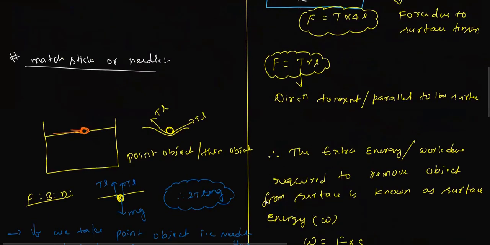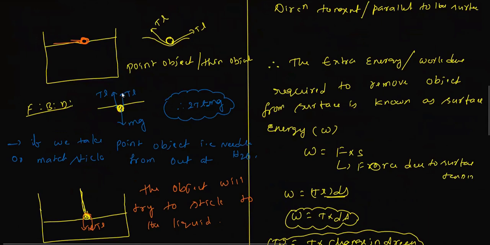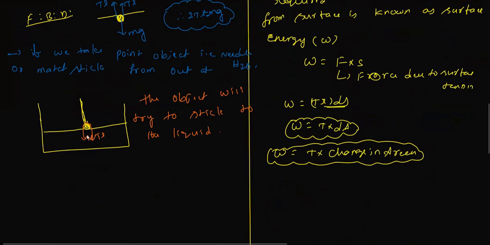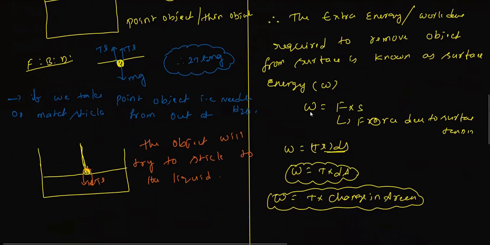Now let me take another example. If you want to keep a matchstick or nail on the surface of the liquid, these are the tangents you're getting. If I draw the free-body diagram, you'll get upward force 2TL and downward force mg. If you want to remove that object, you'll get tangents like this. We need to apply some extra energy, as it will try to stick to the liquid. The extra energy or work done required to remove the object from the surface is known as surface energy, whose symbol is W.